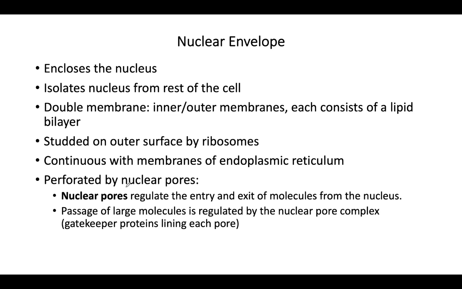There is a hole on the nuclear envelope. This hole regulates the entry and exit of molecules from the nucleus. Through this nuclear pore, some large molecules can pass through, and the passage of a large molecule is regulated by the nuclear pore complex. So the nuclear pore acts like a gatekeeper.